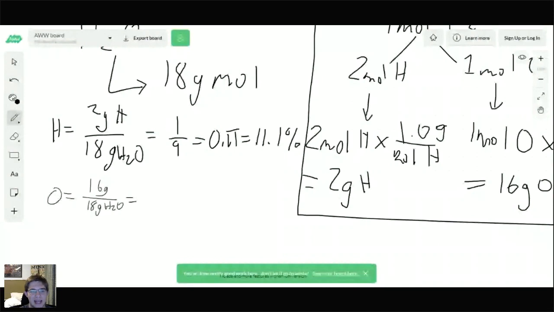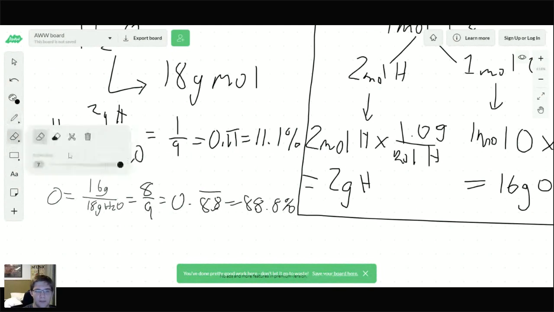That's 0.88. That's 8/9, right? Which is equal to 0.88 repeating, equals 88.8%. And you know, if you wanted to do this problem with that relative amount of sig figs, you would want to round it up to 0.9, right? So 88.9%, but it's just a matter of making it add up to 100. So that's really how we did that problem.